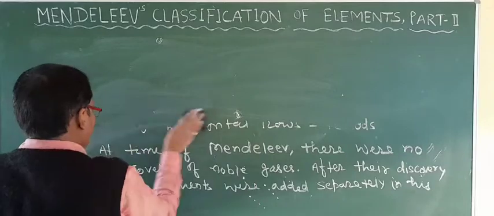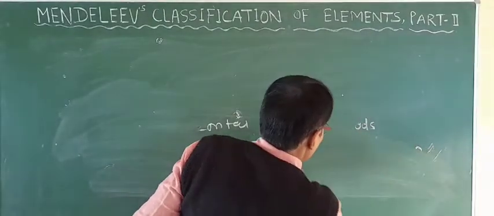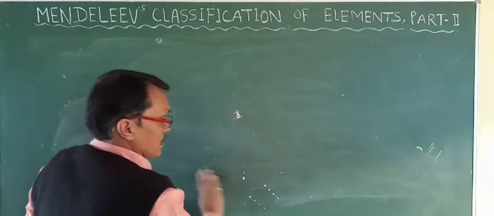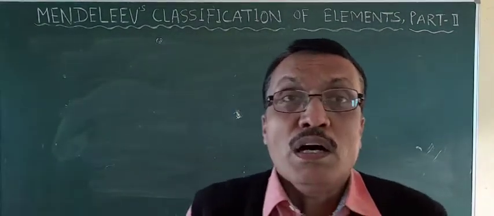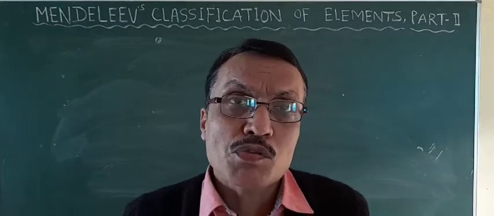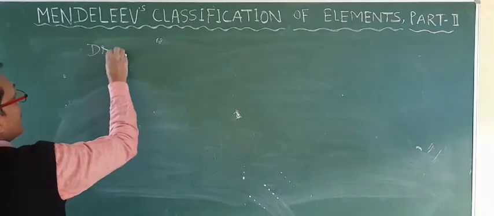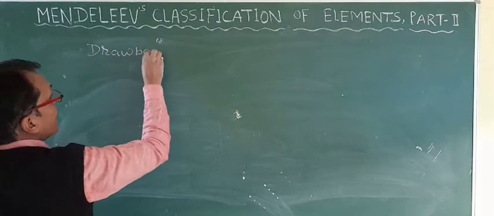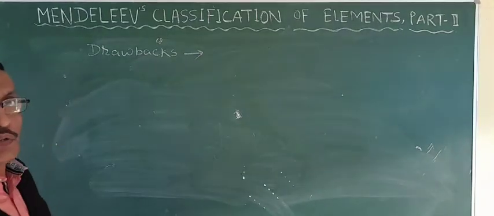Okay, now students, in Mendeleev's periodic table, also some drawbacks were seen. So what were the drawbacks of Mendeleev periodic table? It is important for you to know.